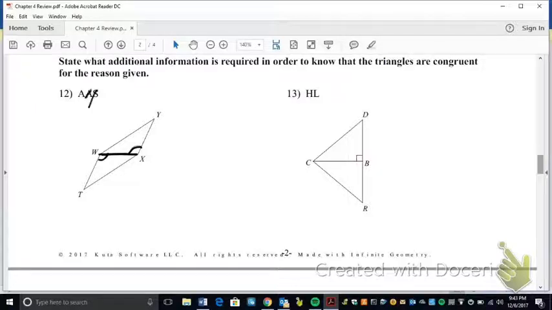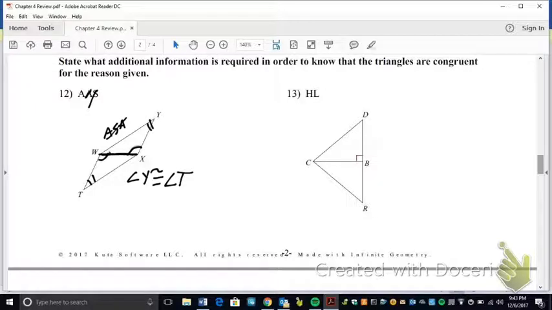Well, we want to make sure that we can't have YWX and TXYW be congruent, because that would be angle, side, angle, because this side would be in the middle. So instead, we're going to say Y and T are congruent. If we were given that information, then we'd be able to prove angle, angle, side.